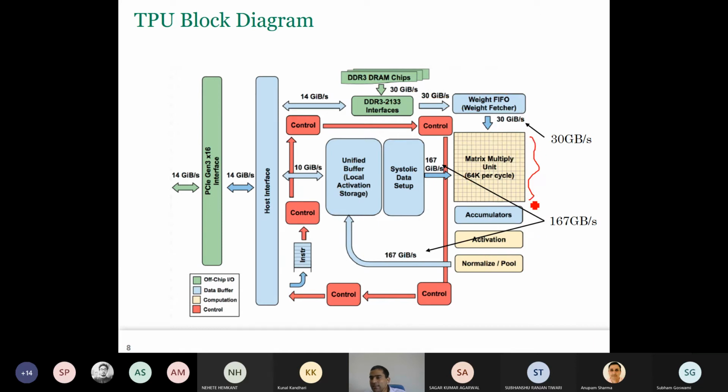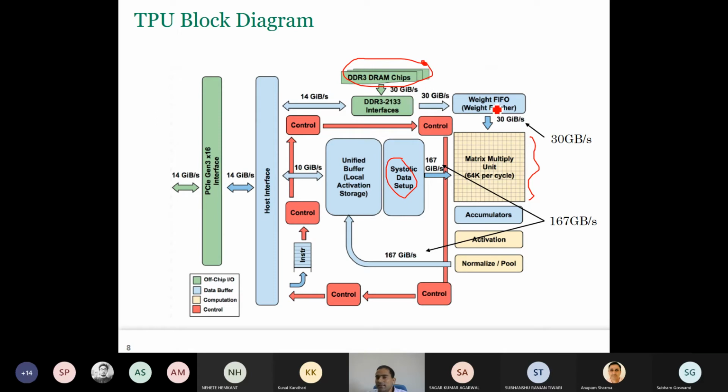Okay, so this matrix multiply unit acts as a systolic array. That's why we have this systolic data setup, because we need the data in a certain pattern. From the previous slide, you remember, we need the data in a certain pattern. That setup is done here. And the weights of the neural network are originally stored in the DDR DRAM. We have a DRAM which stores the weights.